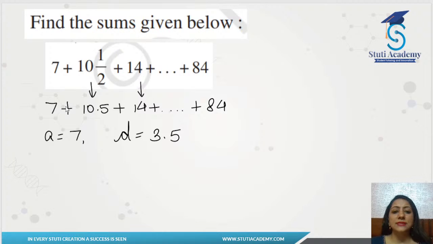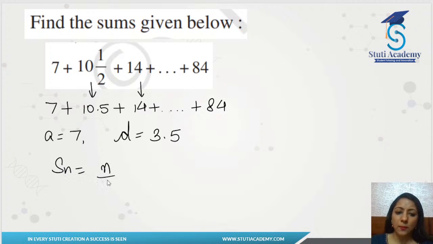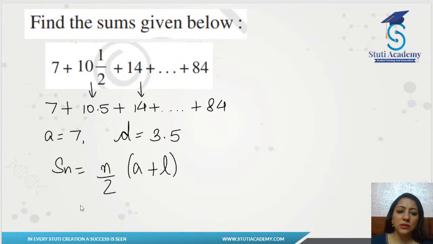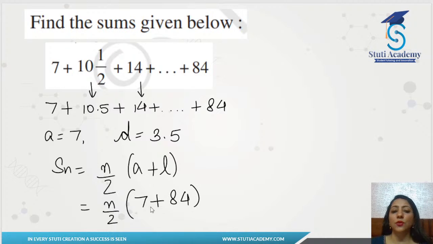Now we have to solve for the sum. That means we have to solve for the sum of all the terms starting from 7 to 84. So we know the first term is 7 and we know 84 is the last term. So how to solve for the sum? That is Sn is equal to n by 2 into a plus L. So we are going to use this formula. If I am putting the values here, I don't know n here. I know a, that is 7. I also know L, that is 84, the last term. But then how am I going to proceed if I don't know n?